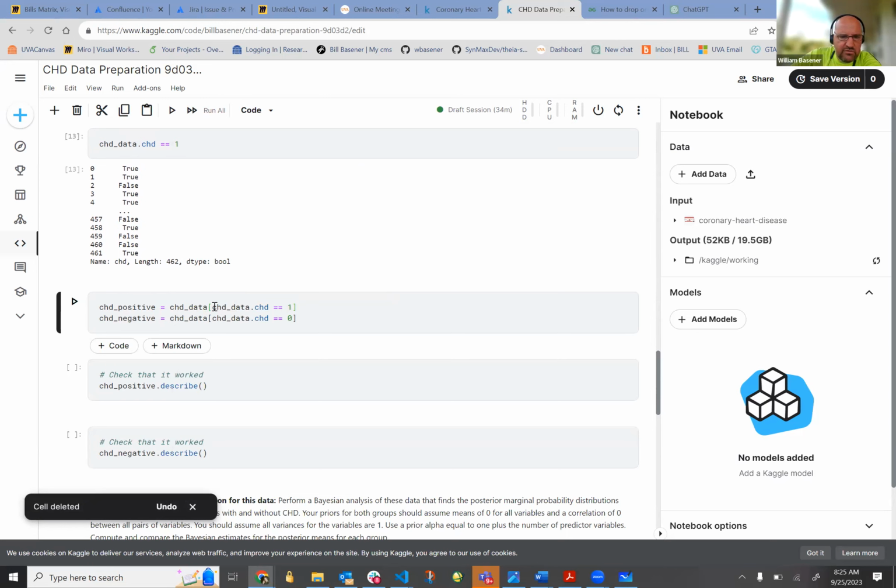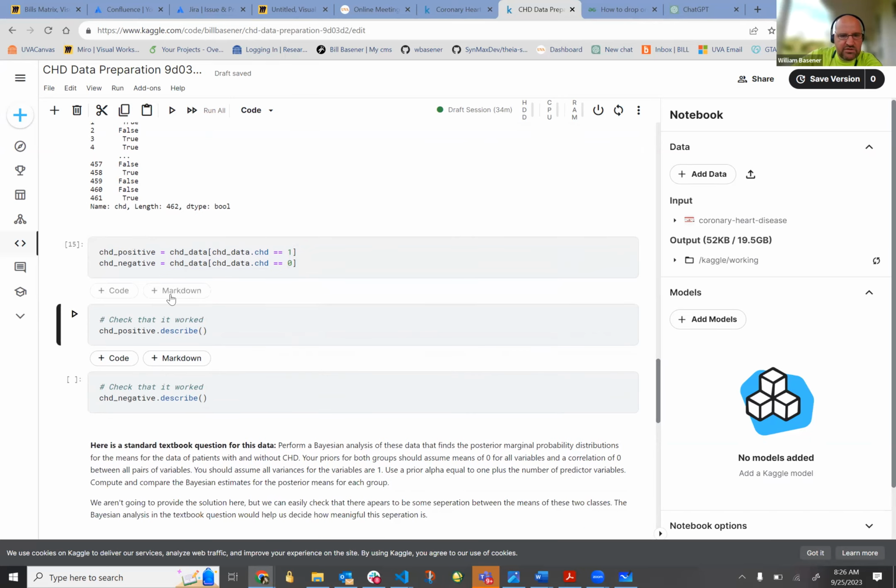So this is going to be the indexes. It's going to be true for everyone with coronary heart disease. And it's going to say, take the coronary heart disease data and give me a new data frame, but just pull the rows where this is true. It says, give me a data frame, pull the rows where it's false. And so that's going to give me 2 new data frames. We didn't output anything. So now we're going to check that it worked.